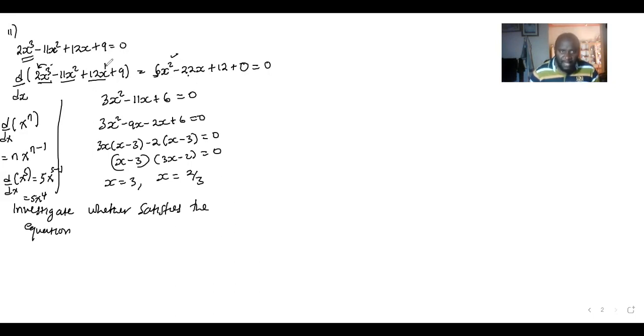Then this one had a 12. This one had the power 1. The 1 came and made the 12 become a 12. The 1 was subtracted off by 1 to give us x power 0. Any number power 0 gives you 1. That is why this one gives you a constant of 12. Then the last one had a 9. But I said this 9 behaves like 9x power 0, whereby the 9 multiplies the 0 and the x reduces the power by 0 minus 1. But because everything is multiplying by 0, that's why we ended up with a 0.